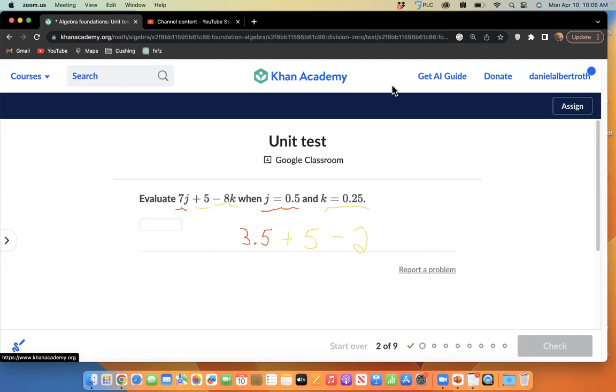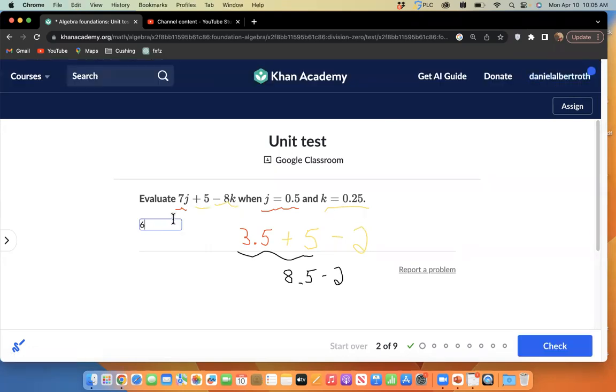So what you end up with is 3.5 plus 5 minus 2. 3.5 plus 5 is 8.5. 8.5 minus 2 is 6.5. So we'll put that in for our answer, 6.5. Very nice.